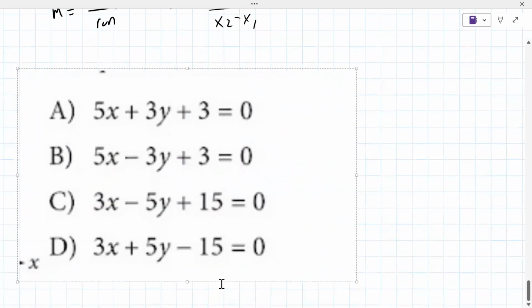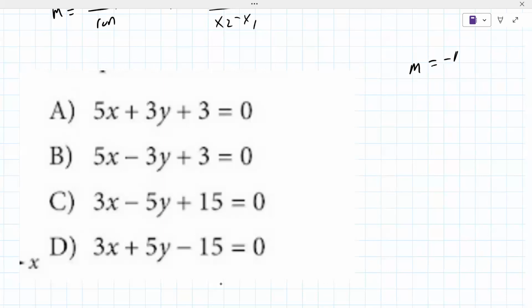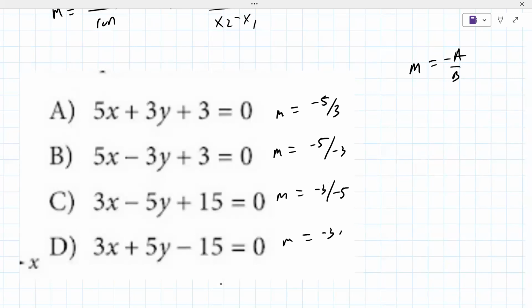You can see this. Minus slope is minus A over B. So the first one's slope is minus 5 over 3. The second one's slope is minus 5 over minus 3. Minus 3 over minus 5. The last one here is minus 3 over 5. This one is 5/3. This one is 3/5.